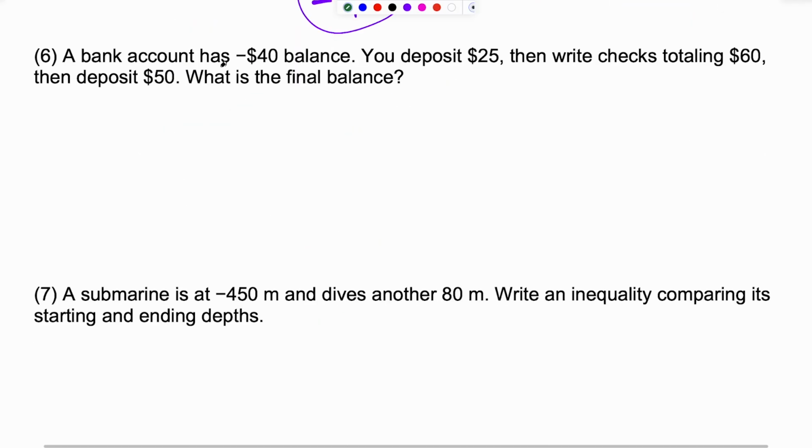Question 6, a bank account has a negative $40 balance. You deposit $25, then write checks totaling $60, then deposit $50. What is the final balance? So for this one, we just have to go piece by piece. We're starting off here with negative $40. And then we deposit 25. Depositing money means adding money. So we're going to go plus 25. And then when you write checks, you lose that money from your bank account. So you are subtracting. Okay, so we subtract 60. And then deposit 50 tells us to add 50 at the end.